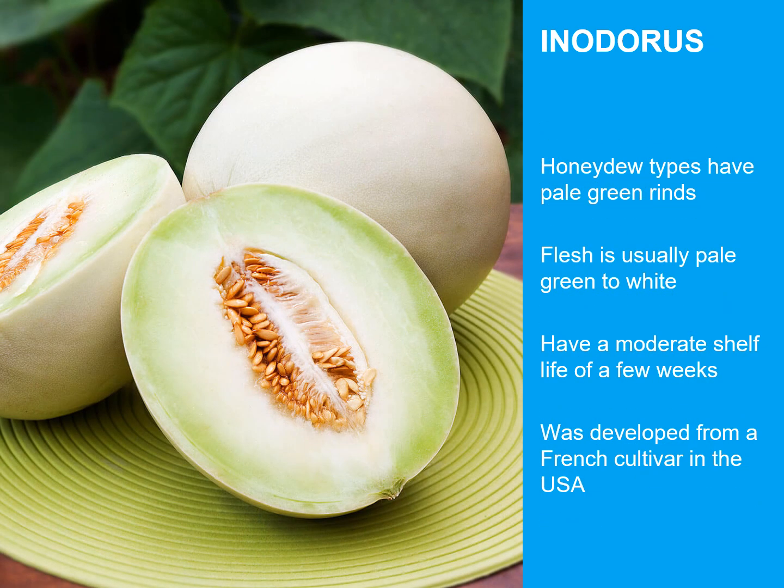And just as an example of one of the more popular inodorous types is the honeydew. So you may have seen this or eaten this from a supermarket, and it typically has a pale green or white rind or skin, and the flesh inside is usually pale green to white. These have a moderate shelf life of a few weeks, and was actually developed from a French cultivar by breeders in the United States.